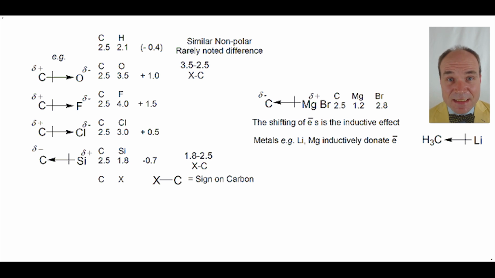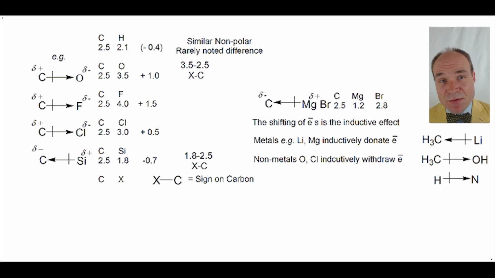We're getting inductive donation of electrons onto the carbon atom. Nonmetals such as oxygen and chlorine inductively withdraw electrons away from the carbon, and so that's how we get our delta plus on the carbon in those cases.